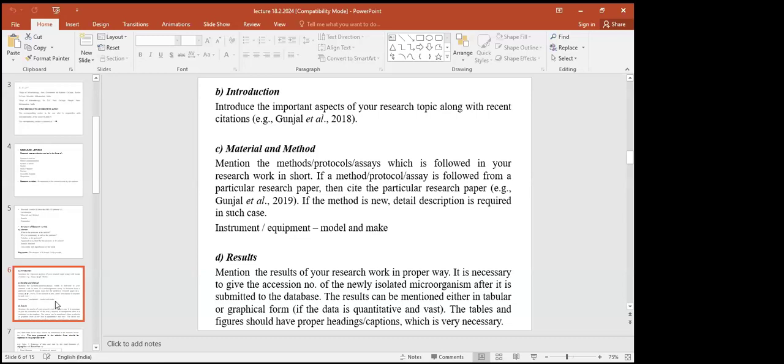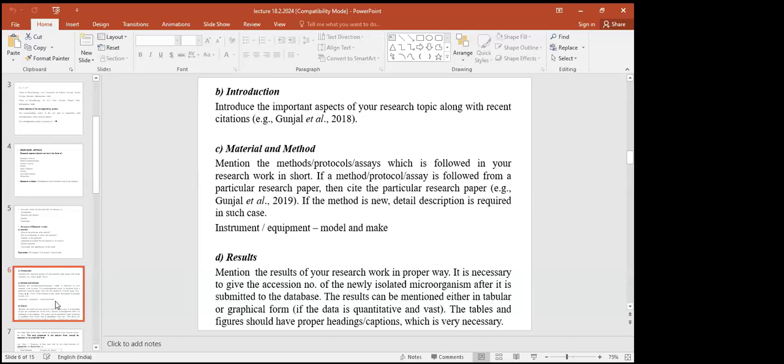Whatever the method is, you have to write it in paragraph form. It is not to be written as a flow sheet. If it is a protocol or an assay, it also has to be given in paragraphs. The introduction also has to be given in paragraphs. In materials and methods, if there is a schematic representation, then you can make pictures, images, and flow sheets. If the method is new, developed by your own, then you describe it fully.